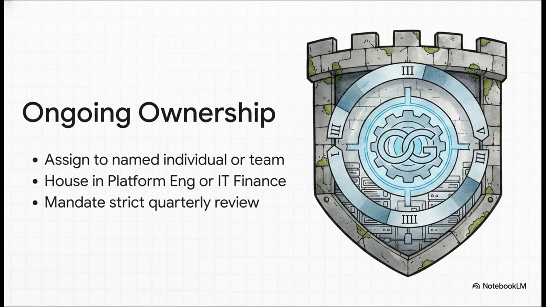So how do we prevent those gaps and keep this radical visibility going long-term? Strict governance. You have to assign explicit, ongoing ownership of your whole observability stack to a named individual or a specific team. The text actually suggests this usually works best sitting in platform engineering or IT finance. And whoever it is, they have to be mandated to run a really strict quarterly review process, just to make sure your monitoring coverage is still 100% complete across the entire enterprise.